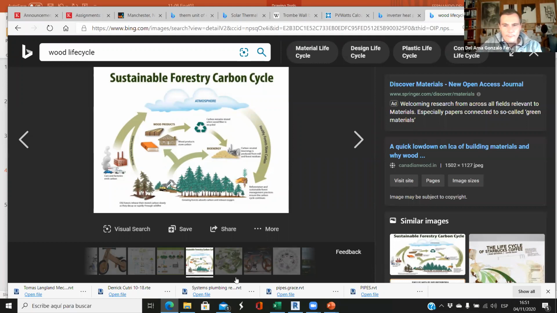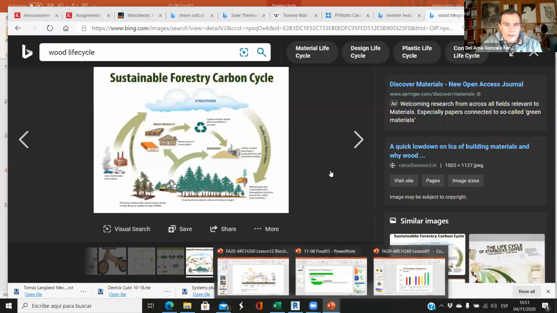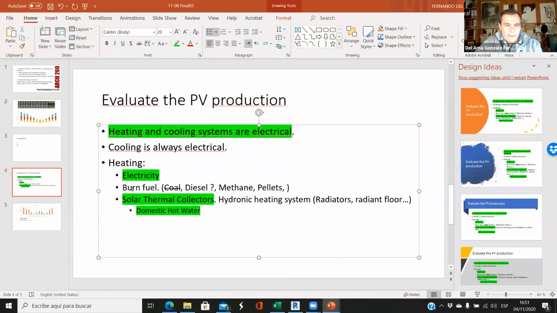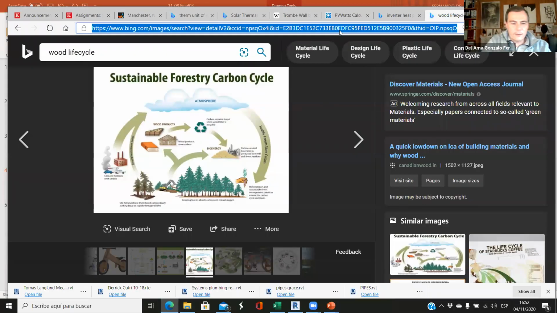Okay. So those are the options. We are not using fuels in this course. We are running on electricity just to simplify things. And that's the other option. We are using solar thermal collectors. Solar thermal collectors are not PV panels. Those are solar panels that heat up water. Okay, so the solar thermal collectors.